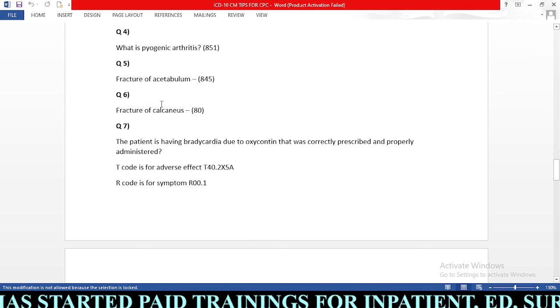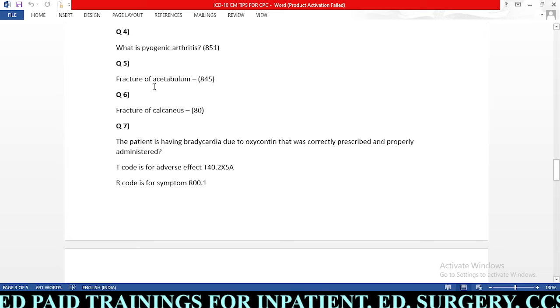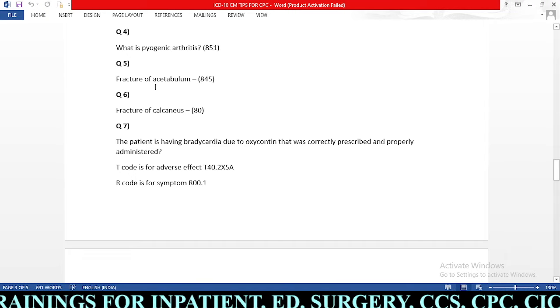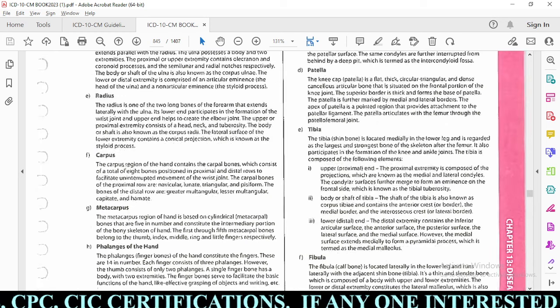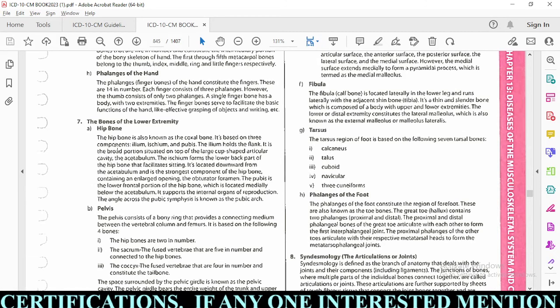Next, you have one question related to acetabulum. So what is that? Fracture of acetabulum. So you don't know where the acetabulum is located. So we will see in the book. So if you check here, this is also from the musculoskeletal system. So if you are mastering all these things, you can write easily.